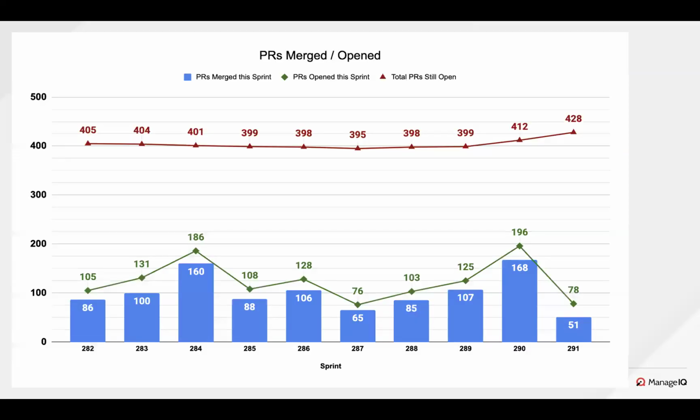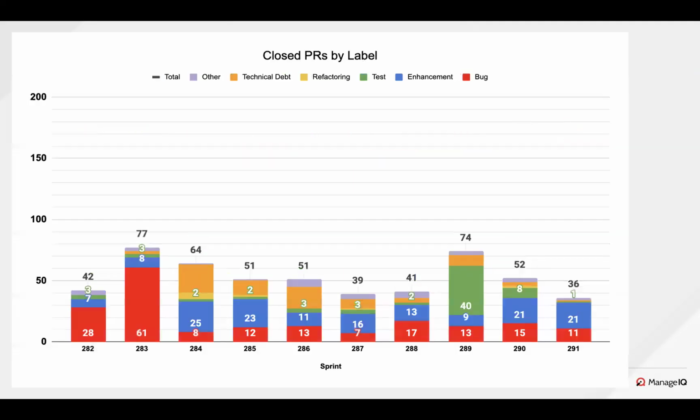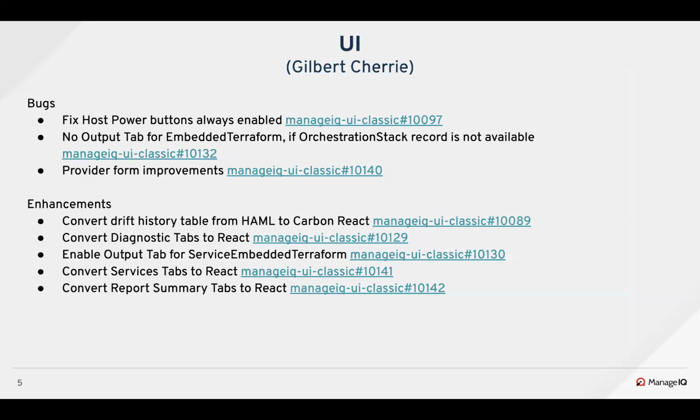This sprint, we had 51 PRs merged, 21 enhancements, 11 bug fixes, and a mix of the rest. And over to Gilbert on the UI.